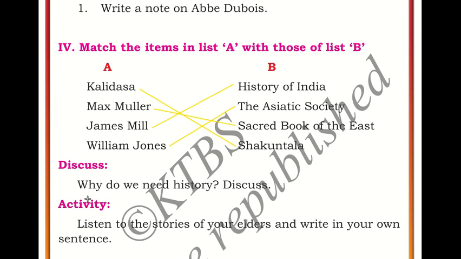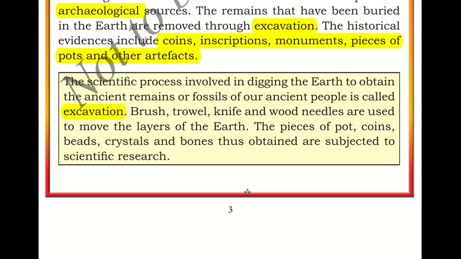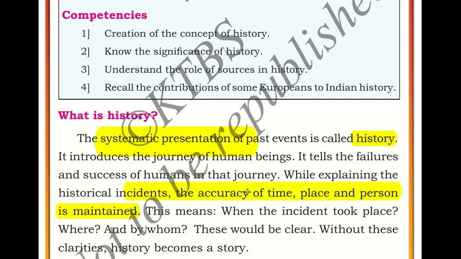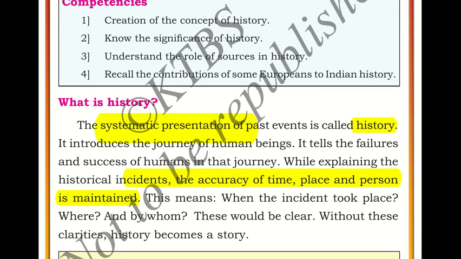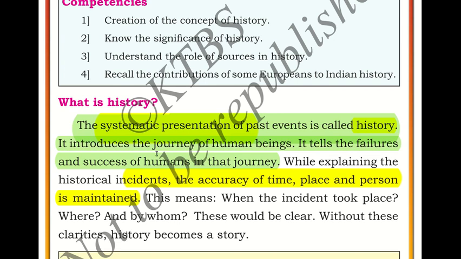Up next, we have Discuss. Why do we need history? Discuss. So to answer this question, we need to go back to the beginning of the lesson. You can also go to the beginning of your notes. So let's start with the definition of history. We need to start with what is history. So history is the systematic presentation of the past events. Now to tell why it's important, we need to add these two lines. It introduces to the journey of human beings. It tells the failures and successes of humans in that journey.